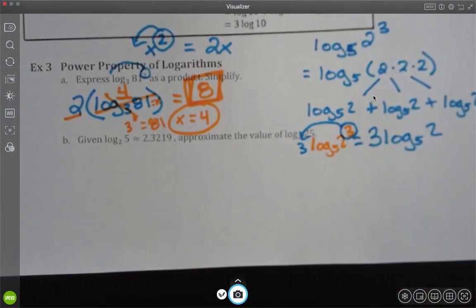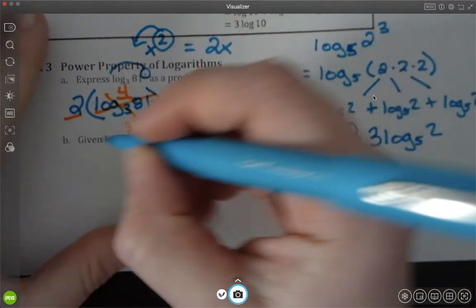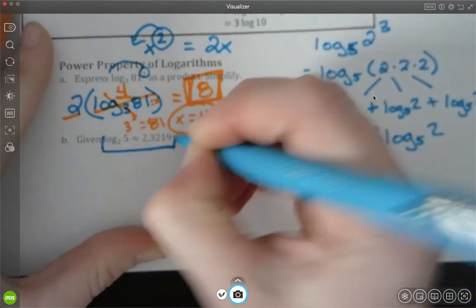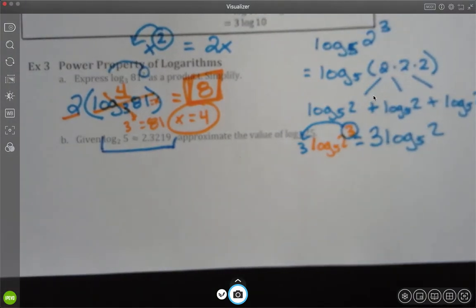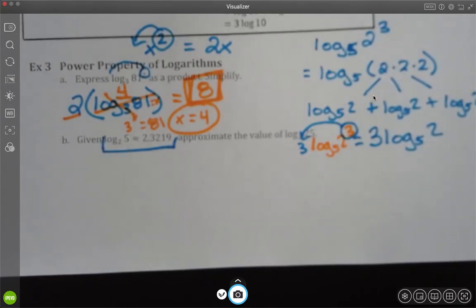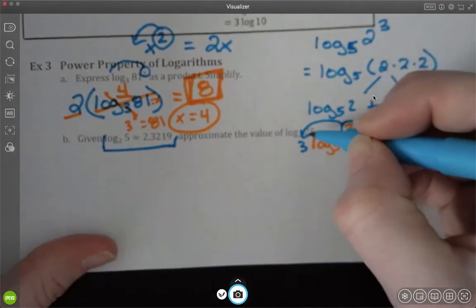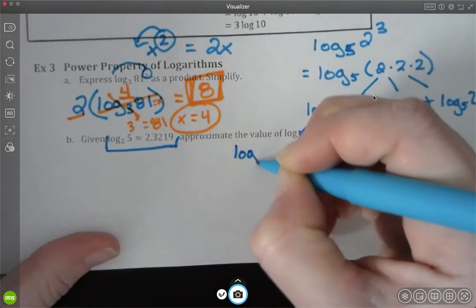So part B. This is another one of the weird ones that you didn't like before. They tell me that log base 2 of 5 is 2.3219, whatever that number is. They want to know what log base 2 of 25 is.